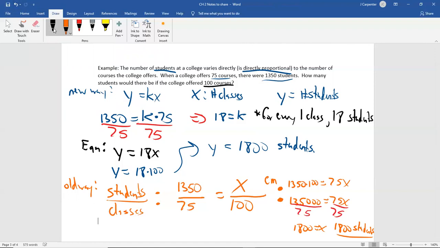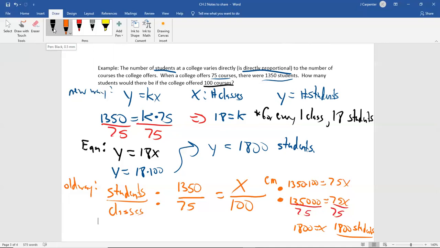The same exact answer. So in the real world, does it matter which way you set it up? Nope. So why am I teaching you this new way then? Why don't I just teach you one thing? Because I love multiple methods, because multiple methods run this world.